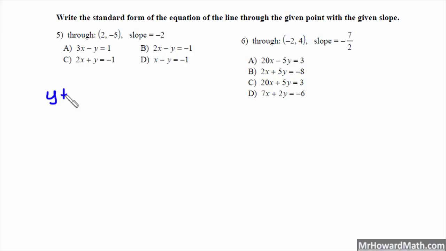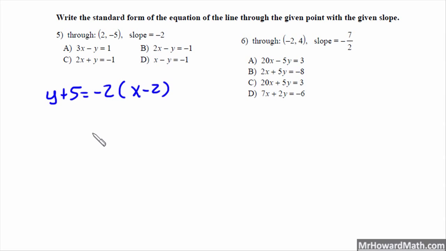So that would be y plus 5 equals slope negative 2 times the quantity x subtract 2. So that 2 goes there, opposite sign. This negative 5 goes here, opposite sign. And the slope of negative 2 goes here.